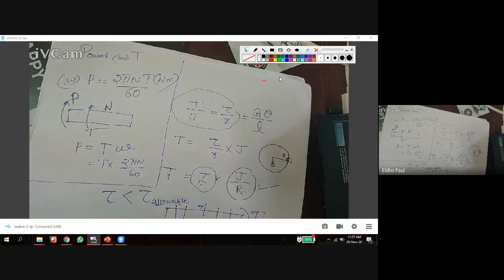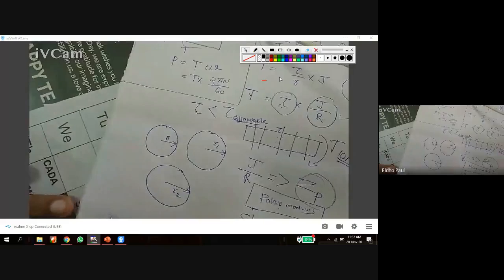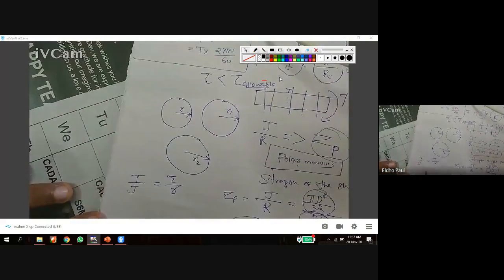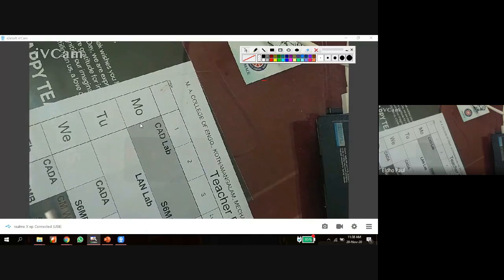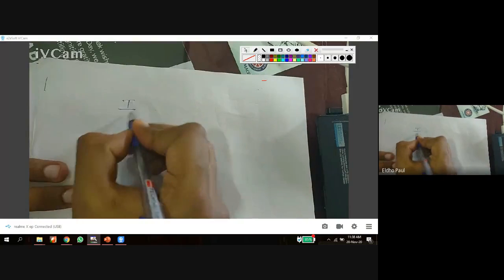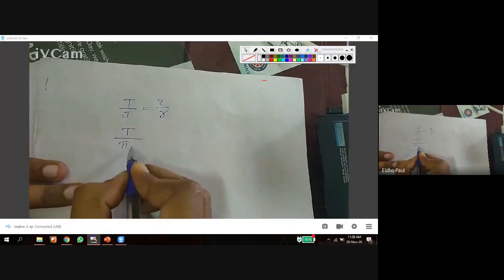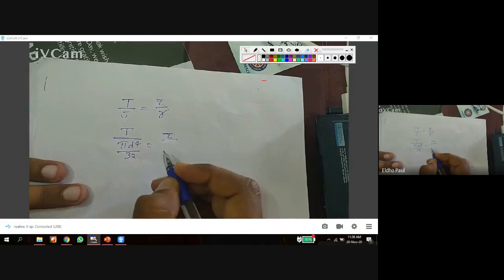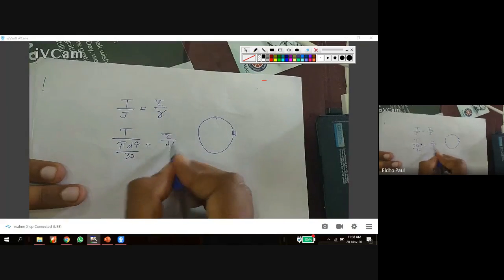For the design of hollow shaft as well as solid shaft, we can use this equation: T by J is equal to tau by R. For a circular shaft, J is pi d raised to 4 by 32, so T by J is equal to tau by R, taken at maximum. Maximum means at the surface. If we consider an element at the surface, then R equals d by 2.